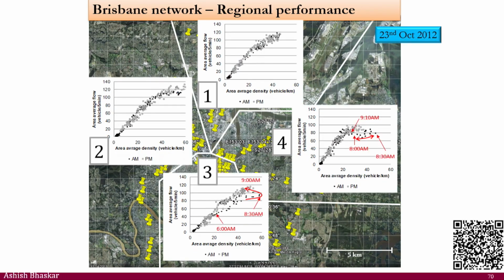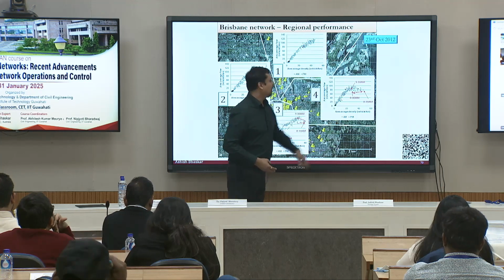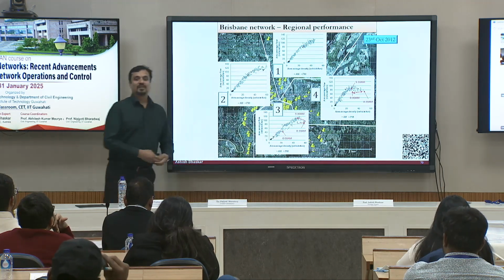So then he went back and started looking further. There is some interesting observation he's finding on 23rd of October, 6 a.m. It is deviating. After 8:30 it is coming back in this region. The same thing is happening somewhere. A scatter is happening around that time period.